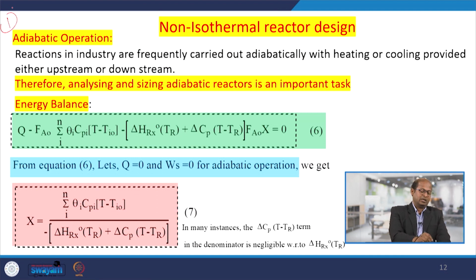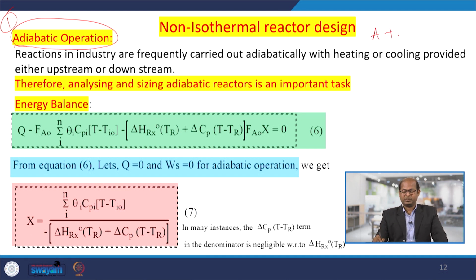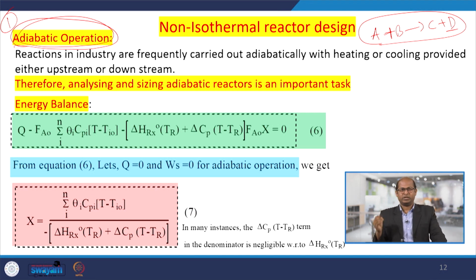Now, let us consider an adiabatic operation. The reaction we are considering is A plus B going to C plus D. If we want to consider the energy balance for this particular system, we have to consider the reaction in an adiabatic reactor, meaning adiabatic operation, not isothermal. There is no heat supplied to or taken out of the system when the reaction takes place inside the reactor. So, everything is insulated outside of the reactor.